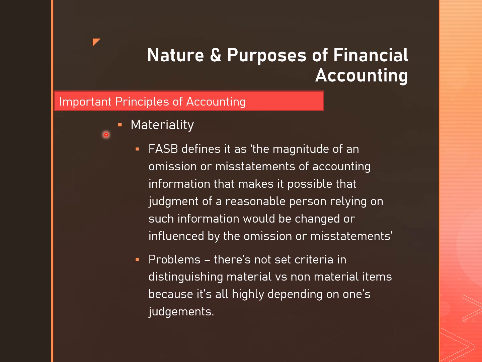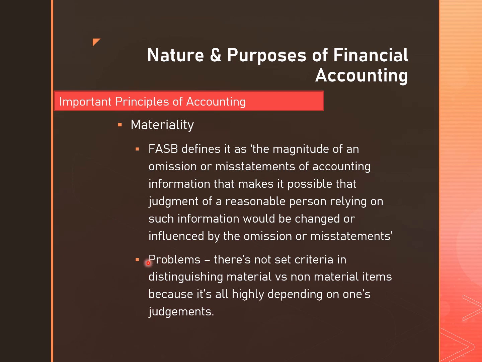Moving on to materiality. Okay, the next important principle of accounting. So, FASB define the materiality as a magnitude of omission or misstatement of accounting that makes it possible that judgment of a reasonable person relying on such information would be changed or influenced by the omission or misstatement. Materiality ni adalah tahap kebesaran satu omission ataupun misstatement tu yang menyebabkan seorang yang rely kepada information tu untuk buat keputusan, dia akan berubah keputusan dia.